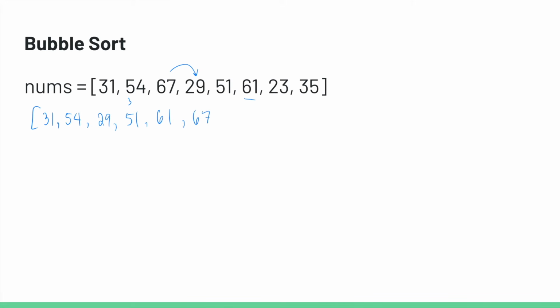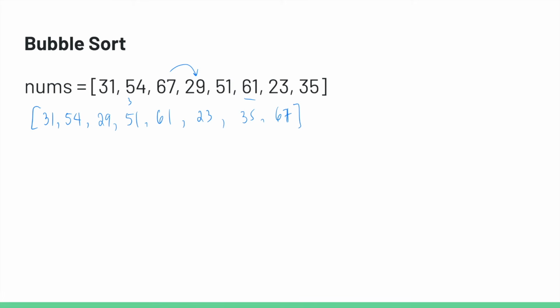Now the next element is going to be 23, because we swapped 61 and 67. So 23 is less than 67, so we're going to swap them again. So we're going to have 23 and then 67. And finally, we just have 35 left, and 35 is still less than 67. So we're going to swap those, and we're going to have 35 and, sorry, 67. So as you can see, higher values bubble to the end of the array.